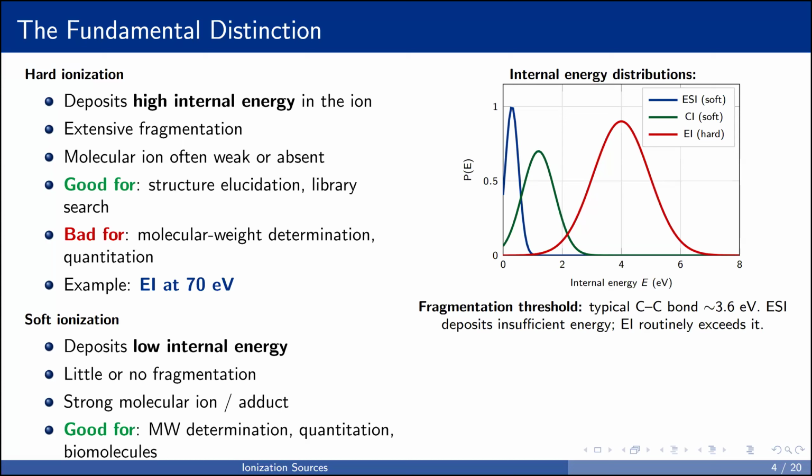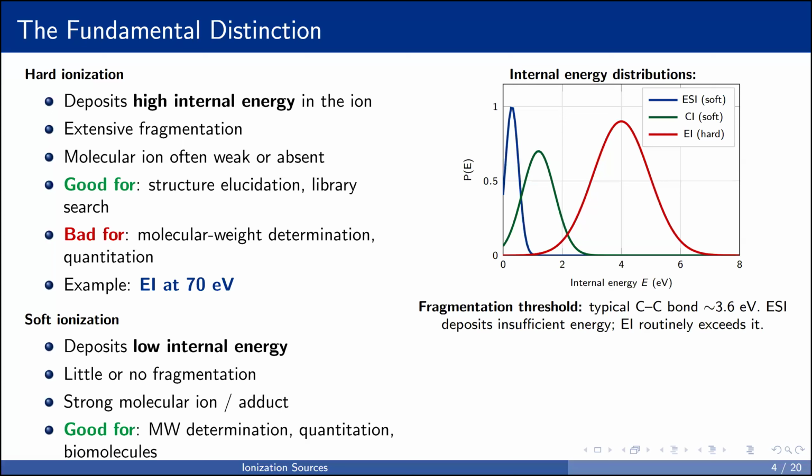Soft sources deposit very little internal energy. The ion forms, collects a proton or a sodium, or loses a proton, and survives essentially intact. The spectrum is simple, sometimes just a single peak. Molecular weight determination is therefore trivial. Quantitation is easy because you concentrate all the signal in one peak rather than spreading it across fragments. But if you need structural information, you have to go to tandem mass spectrometry, MS/MS, where you deliberately fragment the ions in a later stage of the instrument. We'll cover tandem MS in Lecture 5.